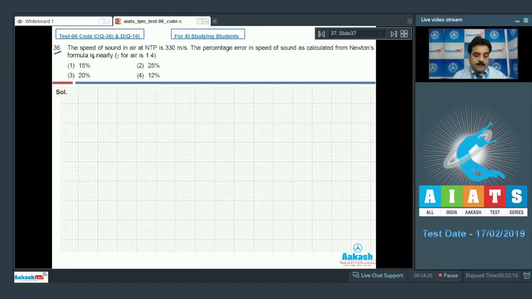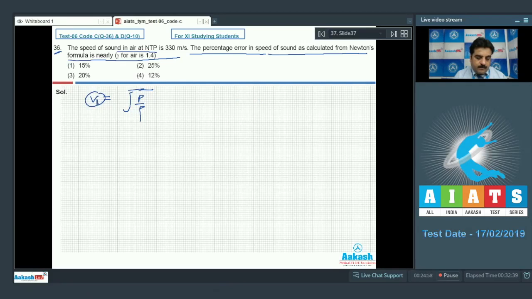In question number 36, the speed of sound in air at NTP is 330 meter per second. The percentage error in speed of sound as calculated from Newton's formula is nearly, and gamma is given 1.4. Okay, so you know the Newton formula is root of pressure over density, and this is the value of, suppose, V1.